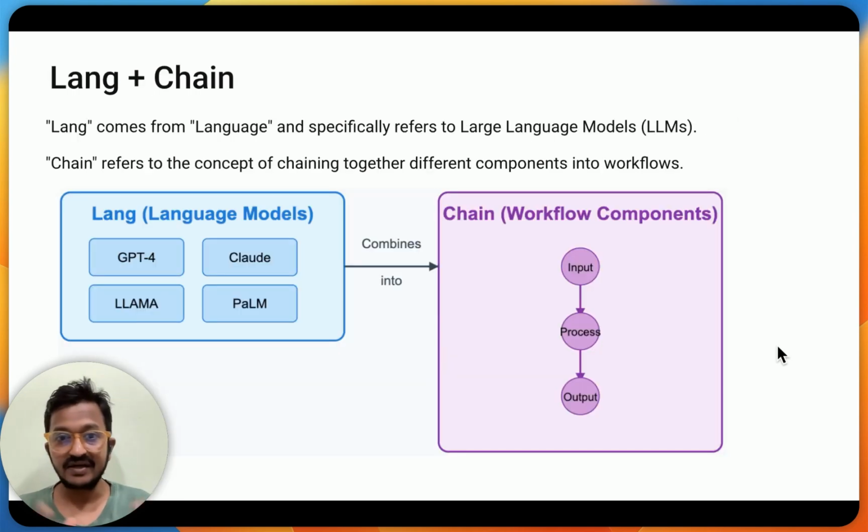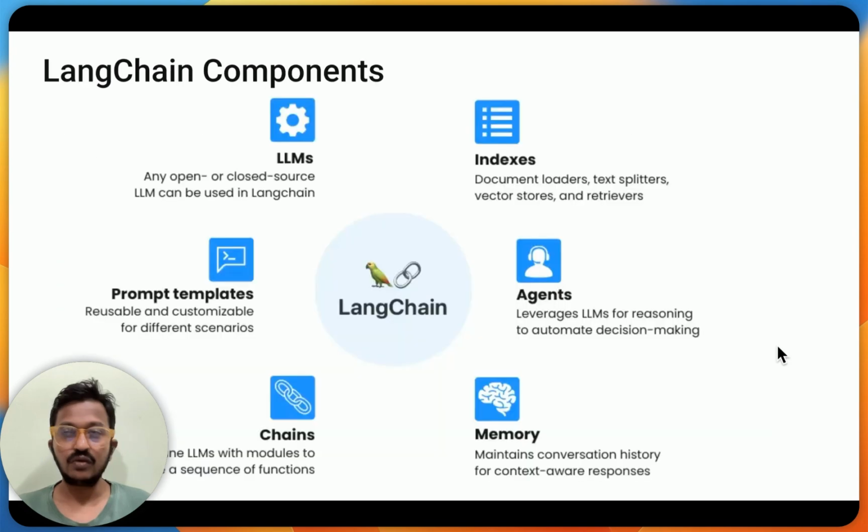So, what exactly is the literal meaning of LangChain? Lang comes from the language models, right? The models you see now, ChatGPT-4, Claude, Llama, Mistral, Palm, DeepSeek, and all these things. And chain refers to the concept of chaining together different components into workflows. So you can make use of LangChain components or modules, what we call, and you can chain them together to build complex workflows so that you can automate your tasks. The way, as you can see on the right hand side, the chain, the workflow components: input, process, and output. So these are the main components of LangChain.